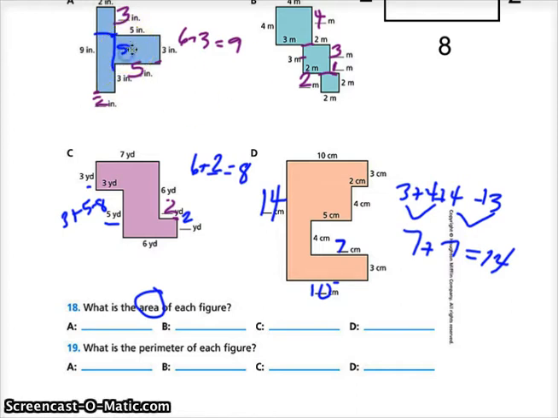So I have 5 times 3, that's 15. This one is a 2 by 1, 2, 3, 4, 5, 6. And this one is a 3 by 2. So 3 times 2 is 6, and 2 times 6 is 12. And I add up, and I get 23 square inches.